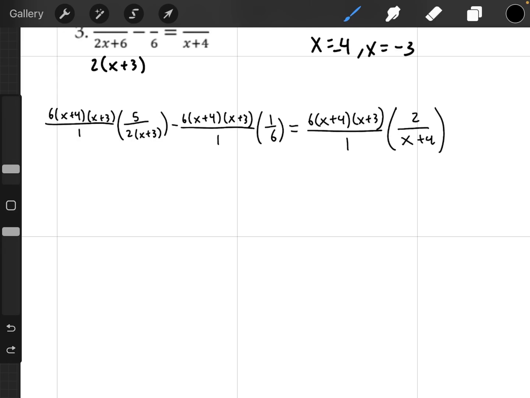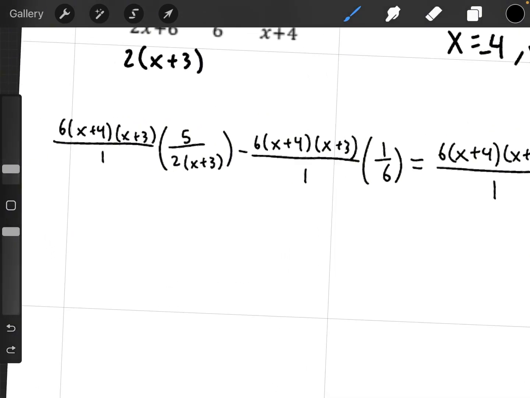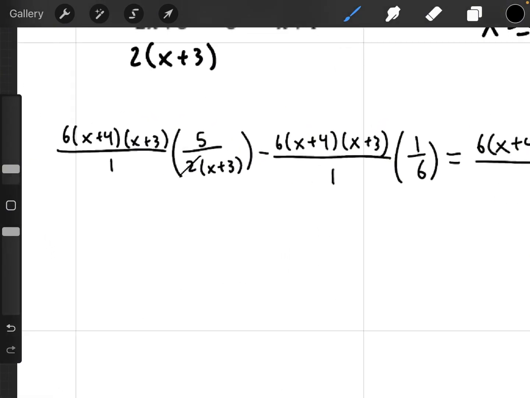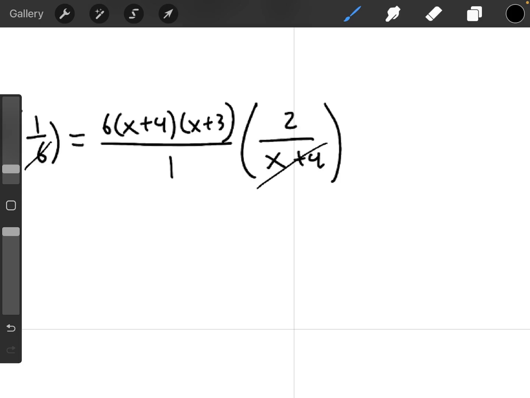So I downsized that a bit so we have a little bit more room to work with, and we can go ahead and start canceling out parts of the equation. So here, 2 goes into 6 3 times. We have this common term of x plus 3. We can cancel this out. And on the next term, 6 and 6 will cancel out. X plus 4 will cancel out, and x plus 4 will cancel out.